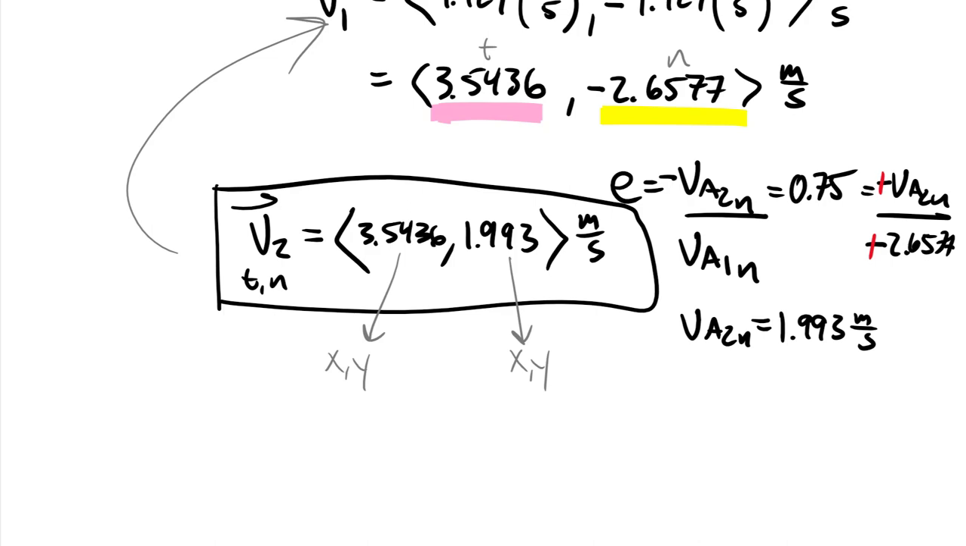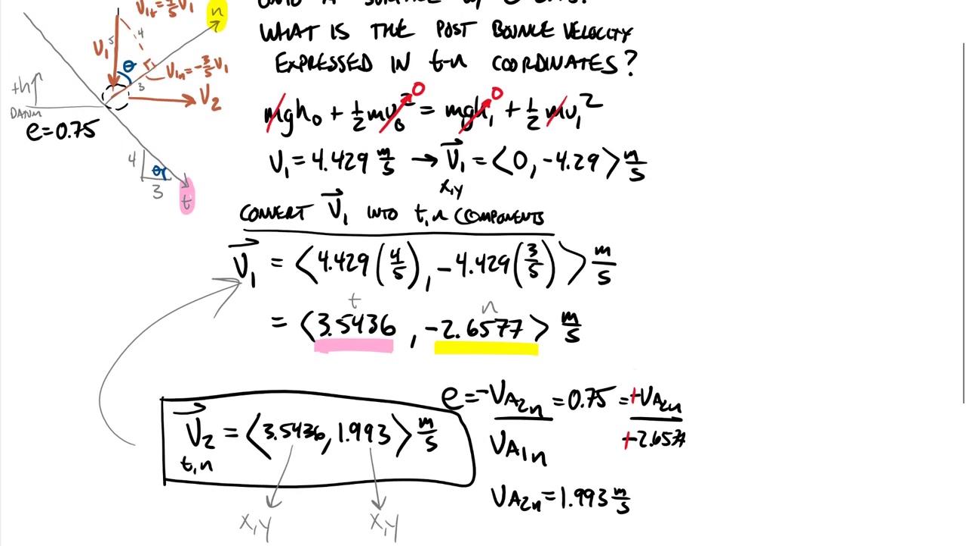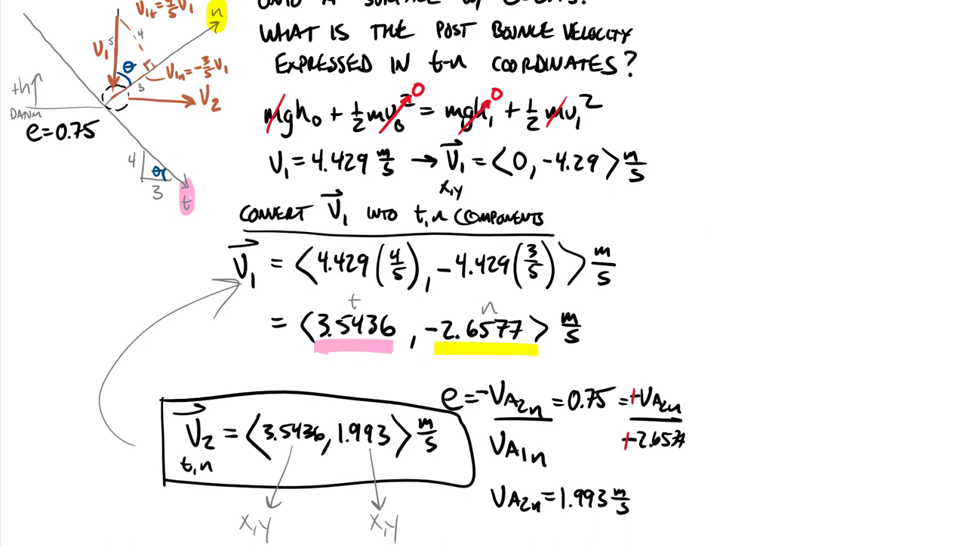But that does complete this problem as specified, finding our post-bounce velocity in T and N components, highlighting here that only our normal, only our perpendicular to the surface velocities were affected by the coefficient of restitution. After we had the bounce, even pre to post, the velocity along the surface in the T direction was conserved.